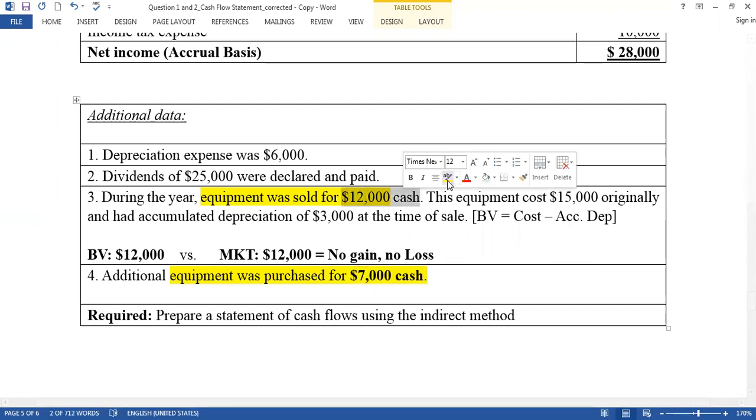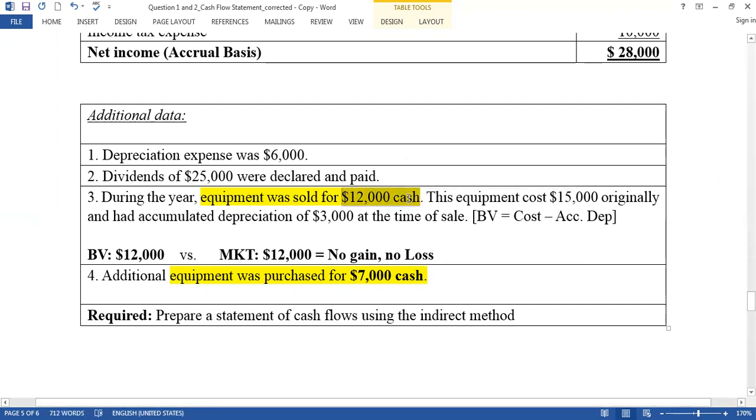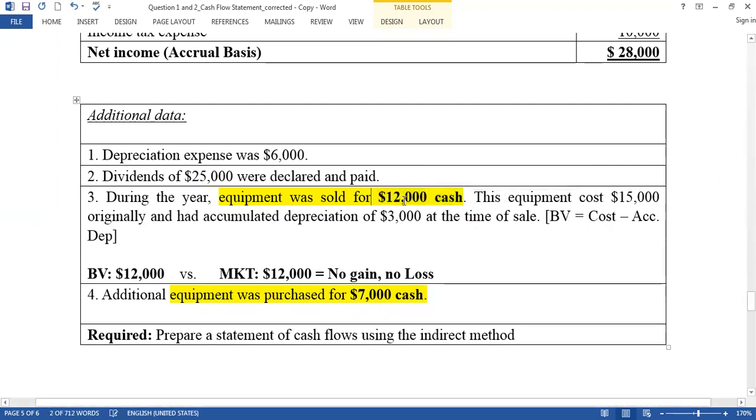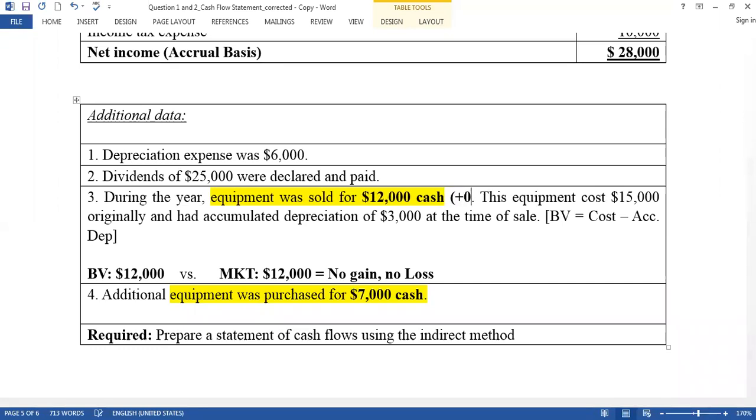Clear? This $12,000 is related with cash because you sell equipment and you receive cash $12,000. You buy equipment, you pay cash, right? So this is cash plus. And this is cash minus.